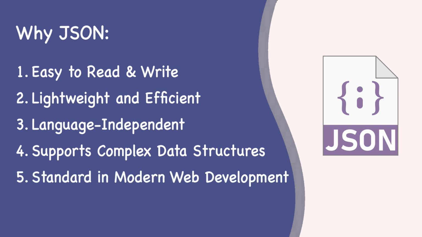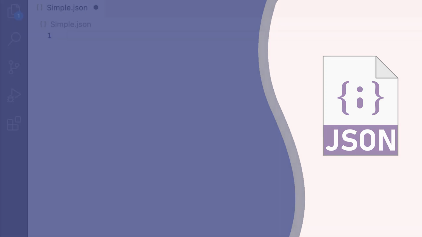And fifth, JSON is the standard for modern web development. From REST APIs to NoSQL databases and front-end frameworks, JSON is everywhere, making it essential knowledge for any developer. Now let's look at some examples and break them down.